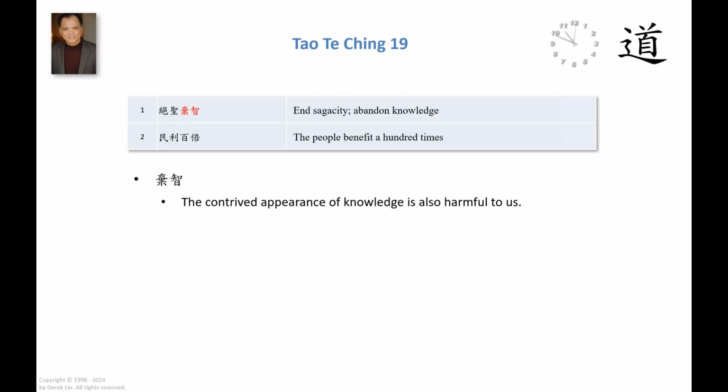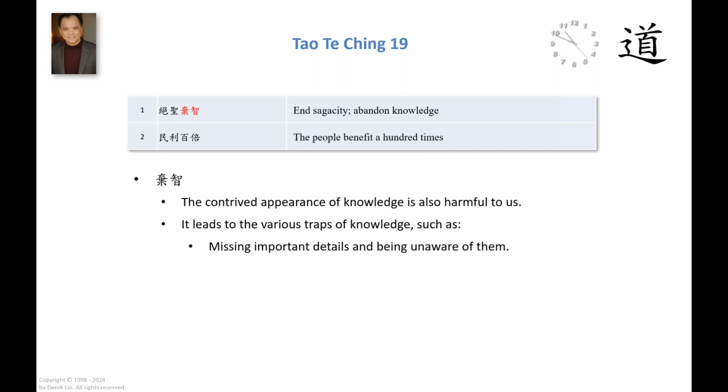This kind of knowledge, not the genuine knowledge that is sourced in the Tao, can lead to what we call the traps of knowledge. For instance, someone who projects that appearance of having a lot of knowledge can be missing important details, but is unaware of those details. This often happens to people who have not used a systematic approach in learning. And what that means is that invariably there are gaps in what they know. And they don't know what they don't know.